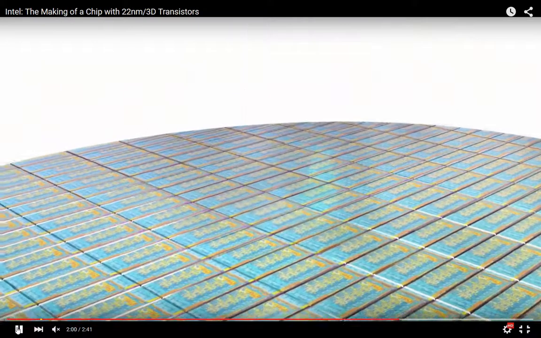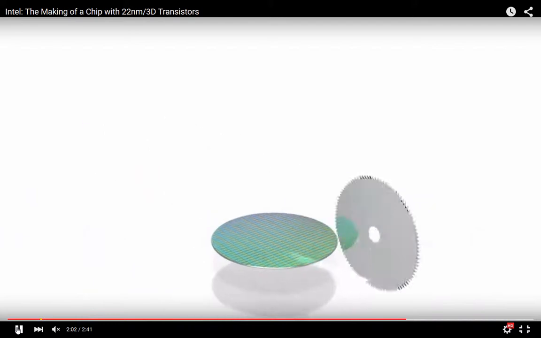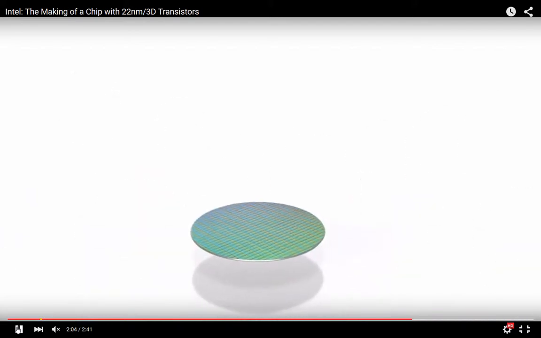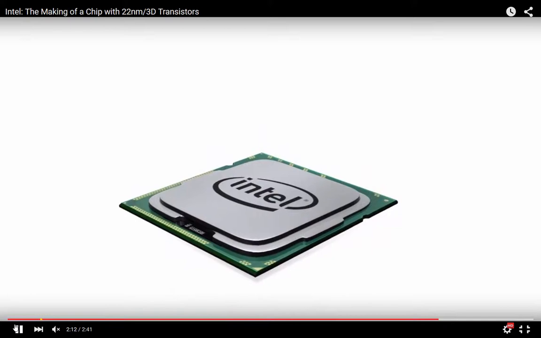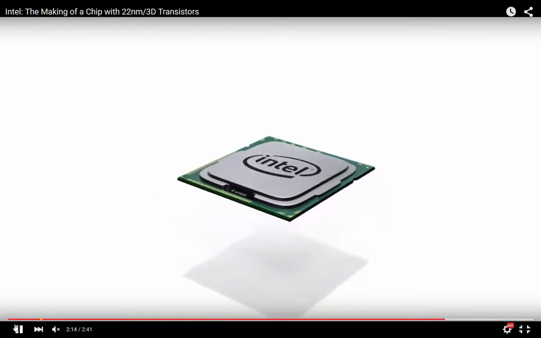Then they test them. They slice them up, and pick them up out of there, and put them onto a circuit board, and there you have an Intel microprocessor.